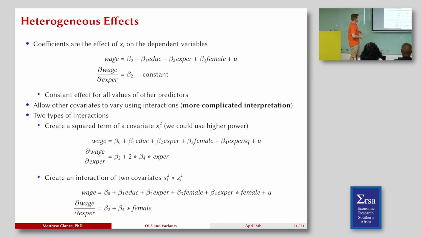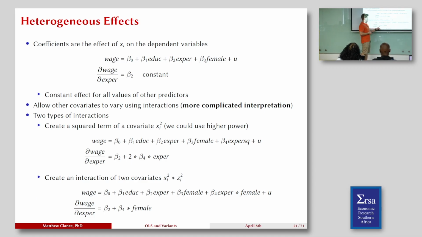If we're looking at interactions with other variables, the derivative of wages with respect to experience is going to be beta 2 plus beta 4 times female, now that I've interacted the two. No more square term, just interacting. This gives me the difference for experience for males and females. This would be for males, and this plus this would be for females.